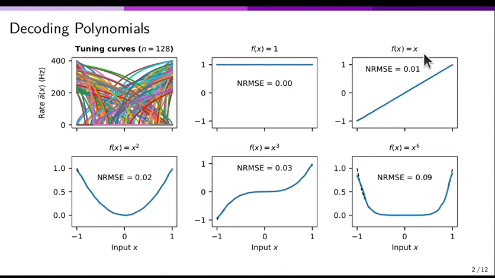Right, what if I do f of x equals x? So, okay, this is the identity function. This is the thing that we started with right at the very, very beginning. Right, find me a weighted sum that does that. Cool, all right, it's a different weighted sum, so different decoders. And we do a pretty good job with, some error. x squared, same thing, but a little bit more error. x cubed, a little bit more error. x to the 6th, even more error.